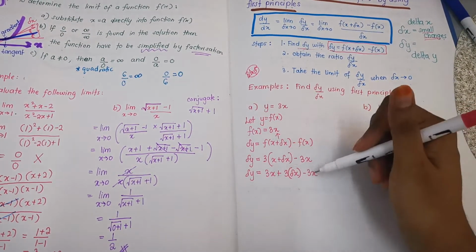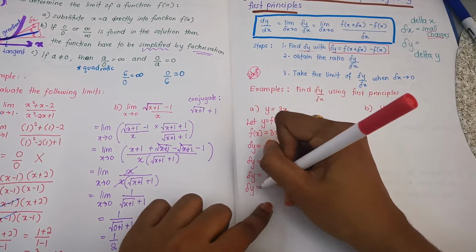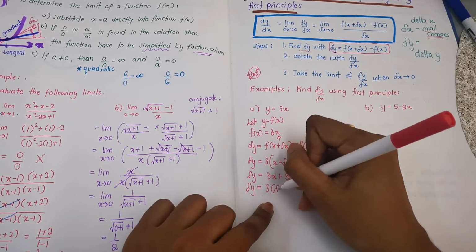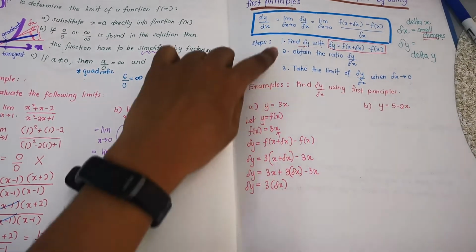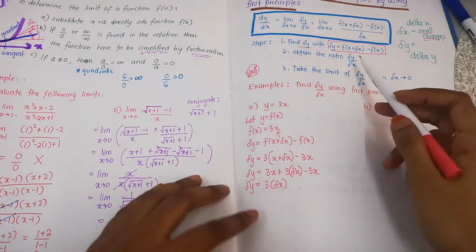Okay, anything that we can solve here? Yes, 3x minus 3x, done. That is gone. So we are left with 3 delta x. Okay, first step done. Now let's obtain the ratio.